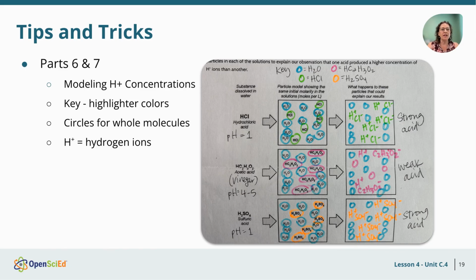You can see that I added a few more notes in my diagram too, such as labeling as if it was a strong or a weak acid. I also added the pHs that we had obtained for those samples, and I added the label vinegar to acetic acid to help my students make the connection to something that hopefully they're more familiar with.